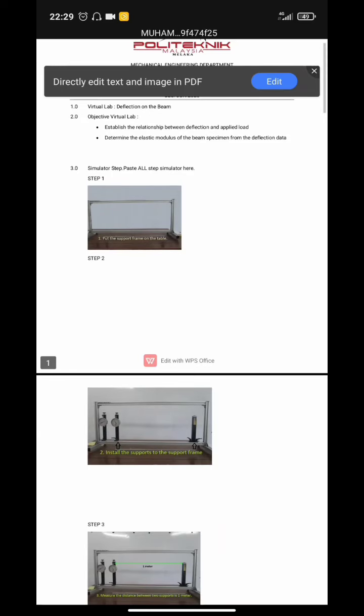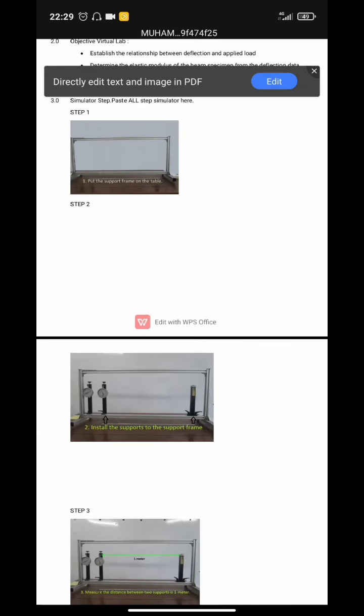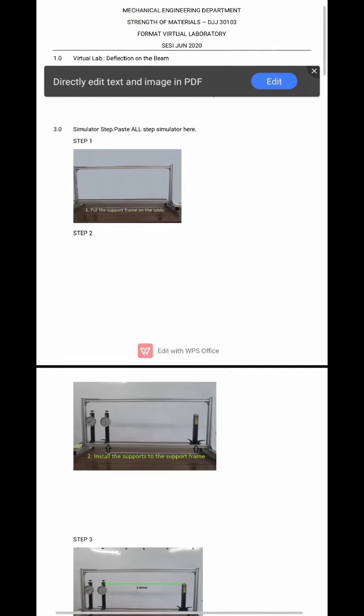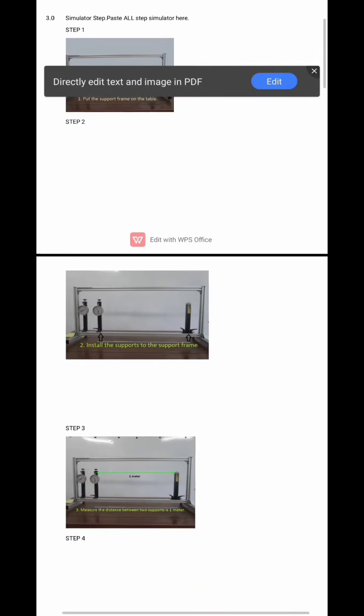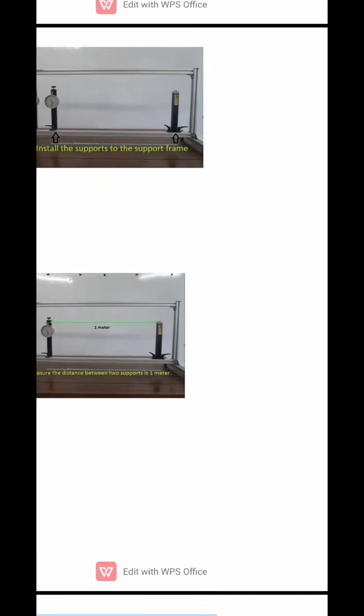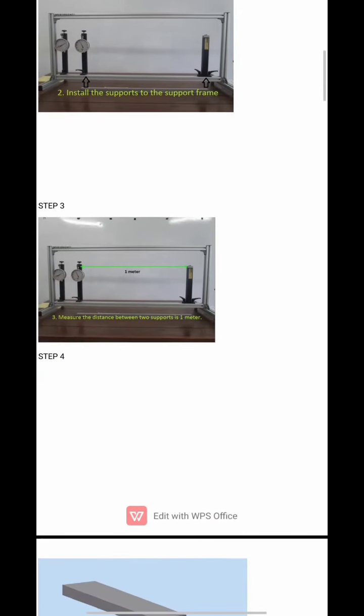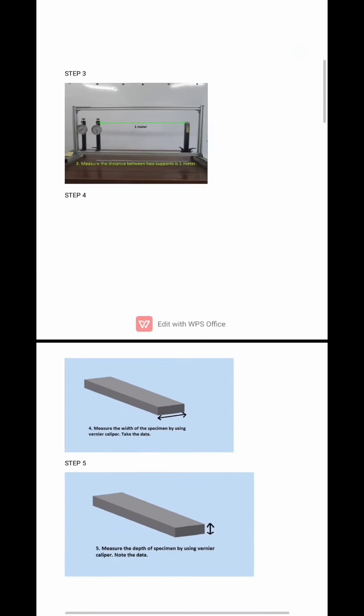Okay, this is the procedure. Step 1, put the support beam on the table, install the support to the support frame, measure the distance between the two supports as 1 meter.